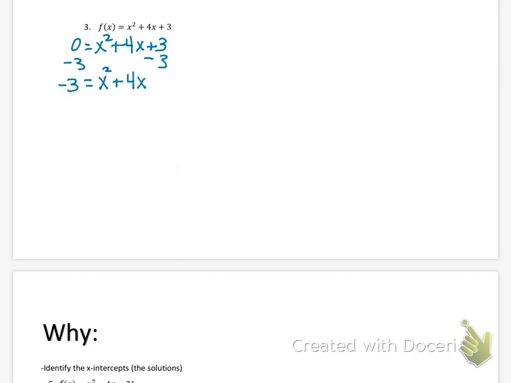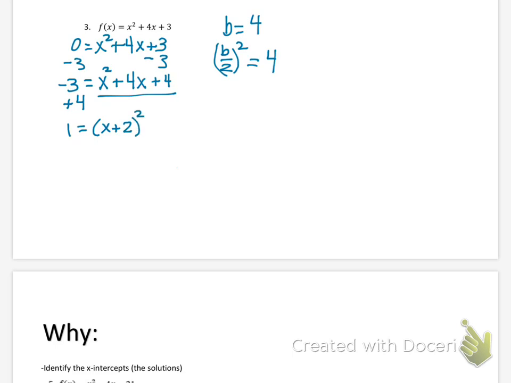And then so my b is 4. So b over 2 squared, that's 4 over 2, which is 2 squared, is going to give me 4. So I want to add 4 to both sides. So negative 3 plus 4 gives us 1. And then x squared plus 4x plus 4 is x plus b over 2, which is 2 squared.